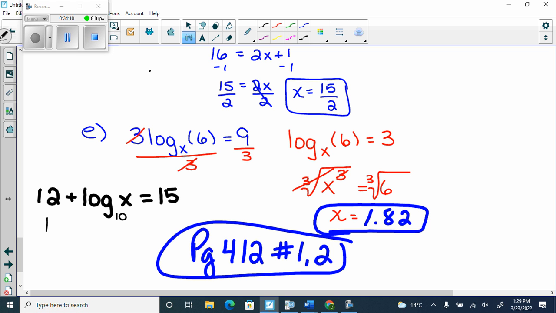So then when I move my 12 over, I get log base 10 of x equals 3, and now I can convert 10 to the 3 equals x equals 1,000. So when there is no base, your base is 10. So if there's no little number, no little subscript on your log, every single time just write a 10 right away, because you're going to need it usually. And if you don't have it, you sit there and stare at it for a while.